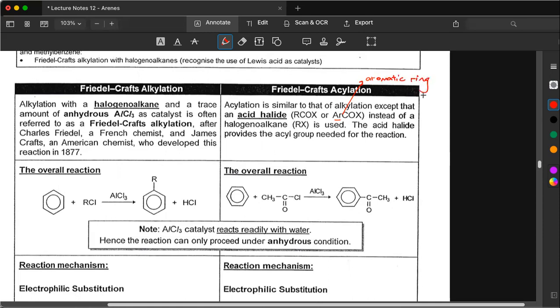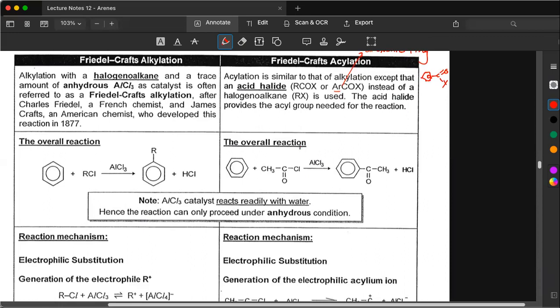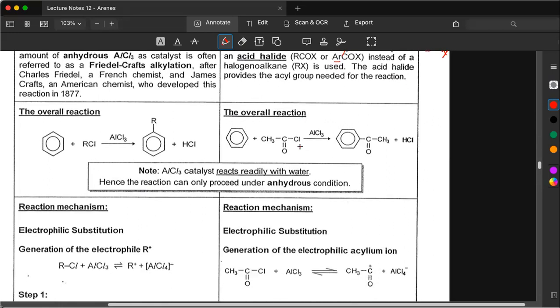Okay, this is how we represent it, and it looks something like this. Now, we don't use a haloalkane here, we use this acid halide. It provides the acyl groups needed for the reaction. Again, for both reactions, we make sure that there's no water because the AlCl3 will react readily with water. So it must be carried out in anhydrous conditions, all right?